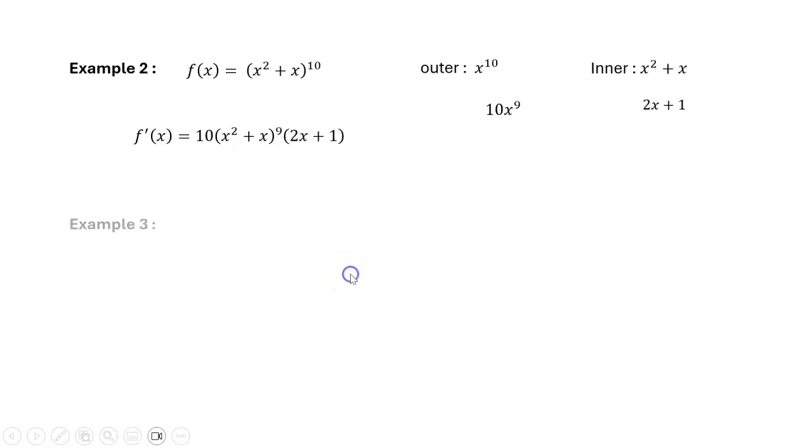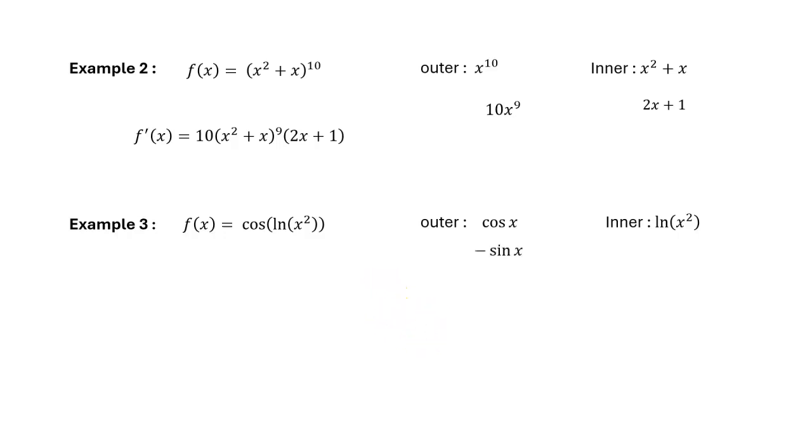Okay, let's look at one more. Our function is cosine of natural log of x squared. So yes, for sure the outer is cosine. And the inner now is natural log of x squared. So remember, we've got to find their derivatives. The derivative of the outer we know is minus sine of x. But what about the derivative of natural log of x squared? Well, that is actually itself a chain rule. So in finding the derivative of our inner, we're going to have to perform another separate chain rule.